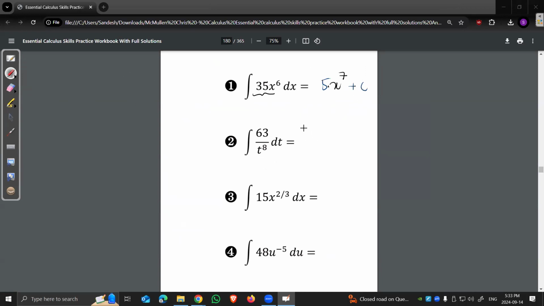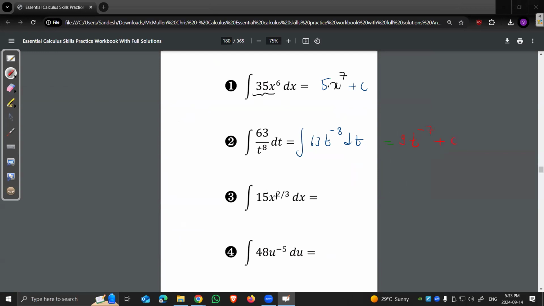Let's move on to this one. You can rewrite that as 63 t to the negative 8 dt. So is that negative 8 going to become negative 7 or negative 9? Negative 7. Okay, so what do we multiply that negative 7 by to get 63? Negative 9. 9, exactly. And then there's a plus c. Done, easy peasy.